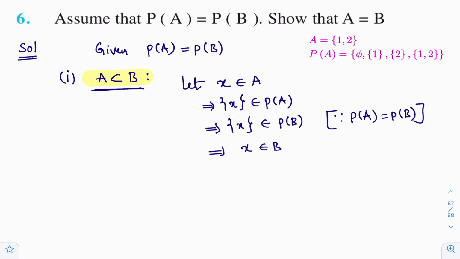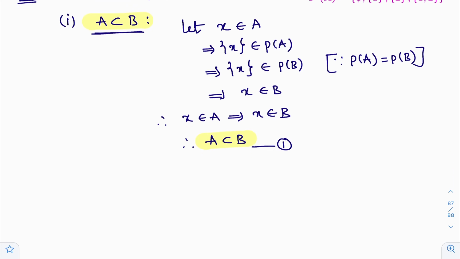So what happened here? Therefore, X belongs to A implies X belongs to B. So what can I say? I can say that A is a subset of B. Consider it as 1. Similarly, we can prove that B is a subset of A. In the exam, you can write, similarly we can prove that. But I just want to prove the second one also: B is a subset of A. I want to prove that B is a subset of A.